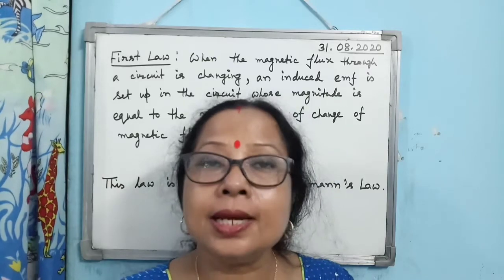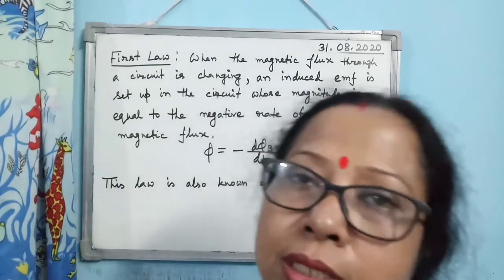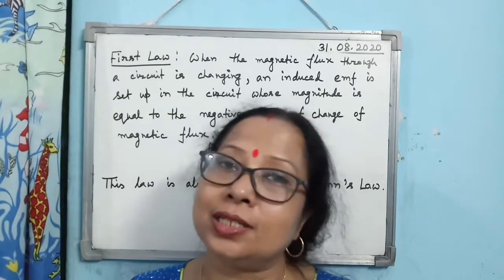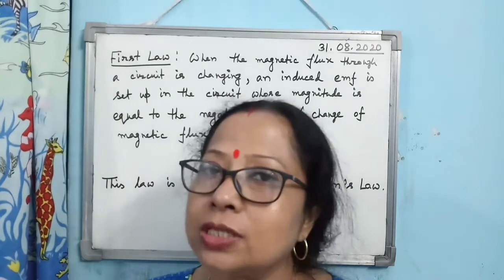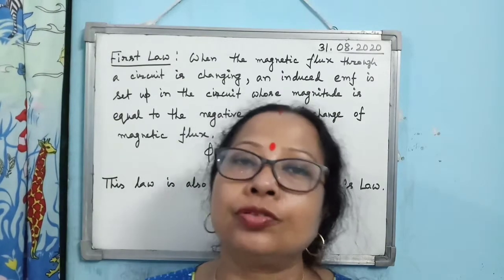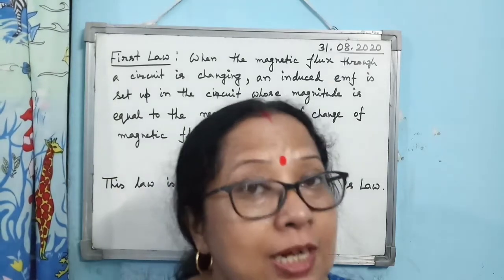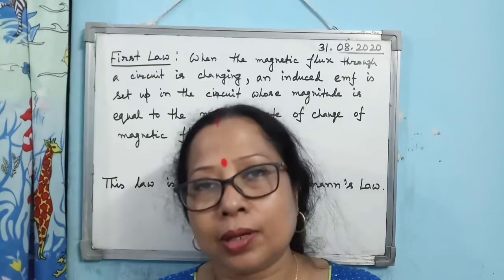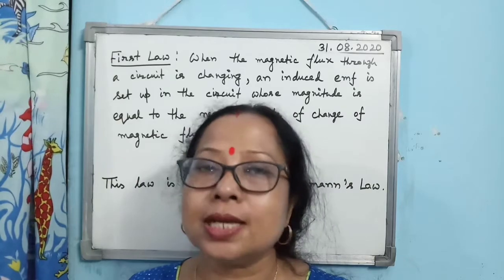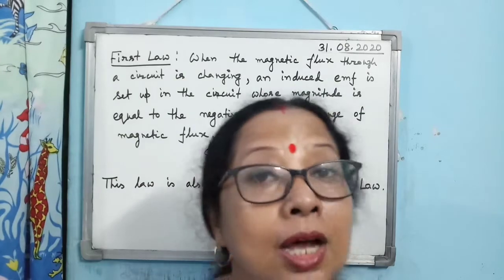The first law was that when there is a change in magnetic flux linked with the coil, then an EMF will be induced in the coil, and the EMF will last as long as there is a change in magnetic flux, isn't it? And the second law was that the magnitude of the EMF induced in the coil is proportional to the rate of change of magnetic flux linked with it. These were the two laws, isn't it?